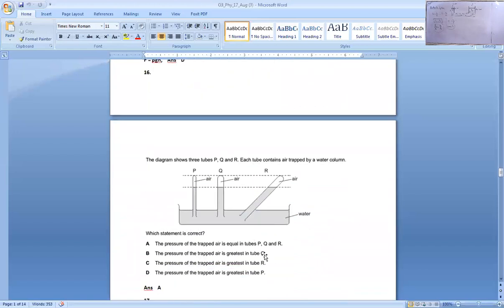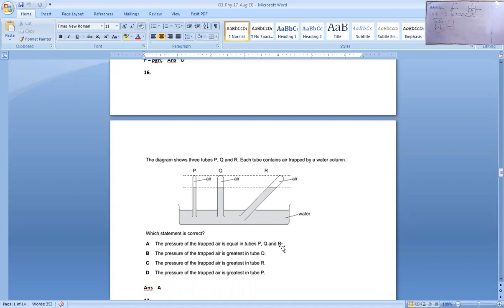Number 16, the diagram shows 3 tubes P, Q, and R. Each tube contains air trapped by a water column. So above the water column, there is air. Which statement is correct? Now, the height of the column is the same, the liquid is the same, so the pressure will be the same. Pressure of air will be the same and the pressure of the liquid will be the same. Which statement is correct? The pressure of the trapped air is equal in tubes P, Q, and R.